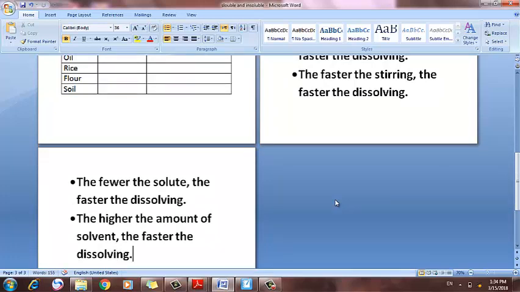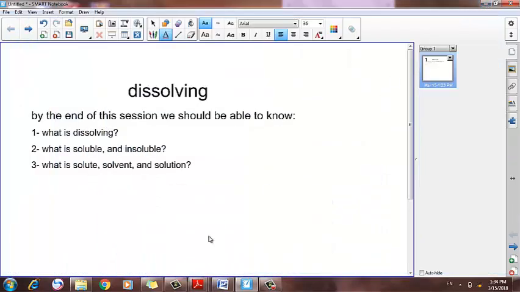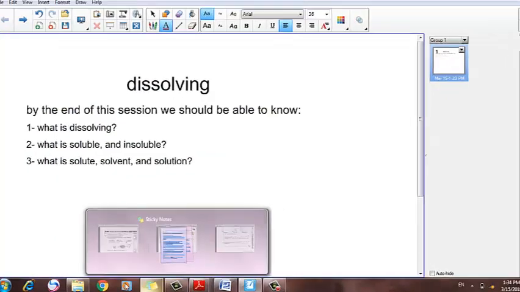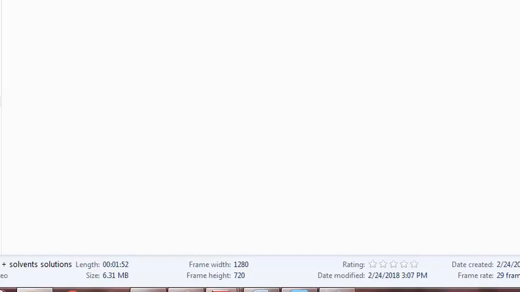This is going to be our conclusion. As we use more solvent, the dissolving will become faster. Now let's move to another part, which is the video, and it will help us to know more what is solute, what is solvent, and how can we make a solution, and what's soluble and what's insoluble.